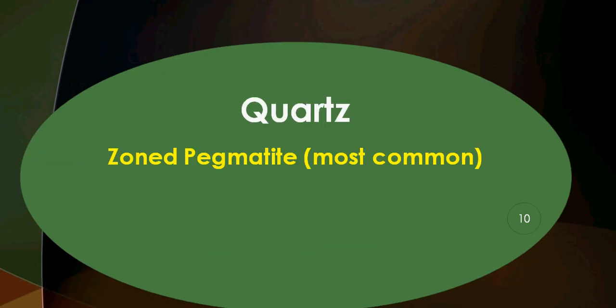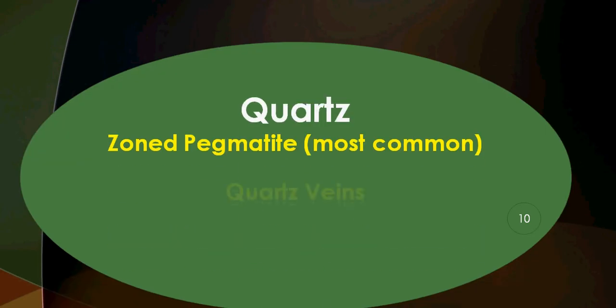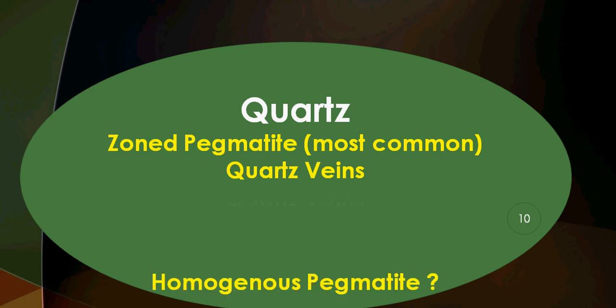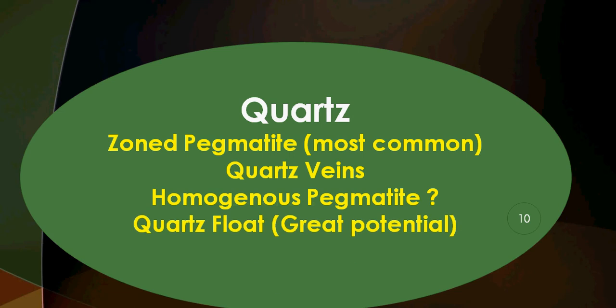Okay, let's discuss quartz zone pegmatites, which I told you are the most common quartz occurrences, along with quartz veins and homogeneous pegmatites. This is another thing which we started calling quartz floats. I don't know if this term is used anywhere else, so I will explain what quartz floats are and what their potential is in Saudi Arabia.